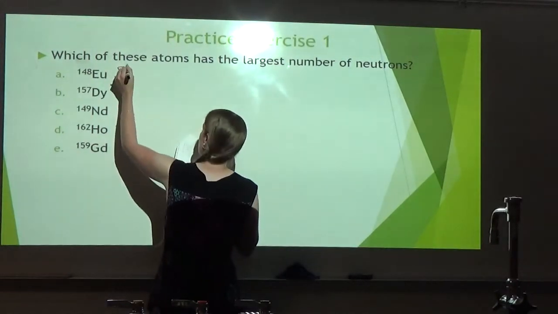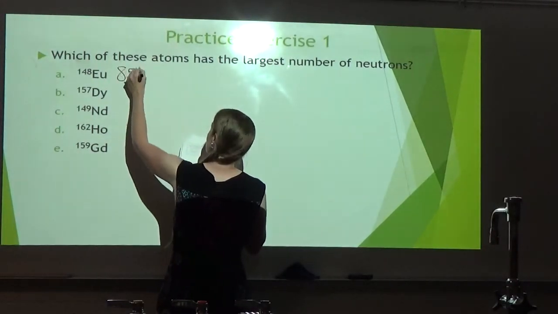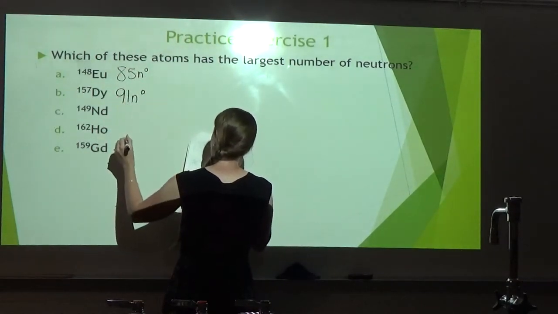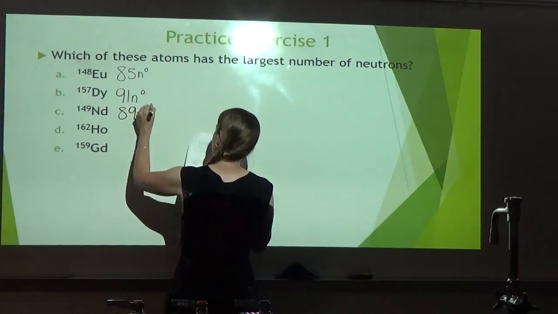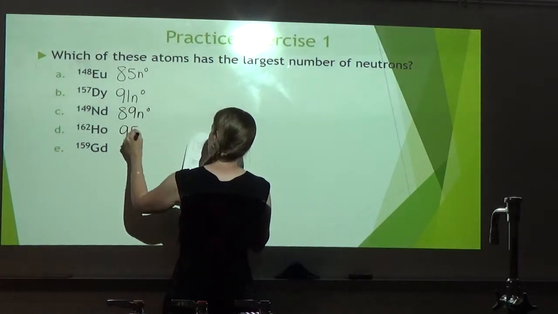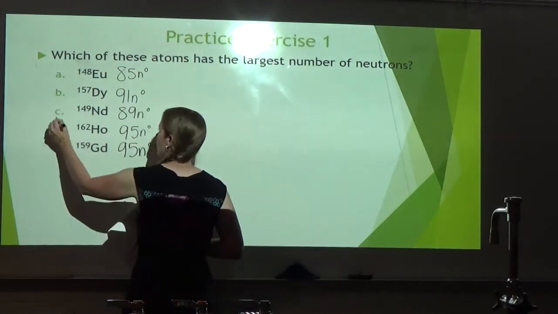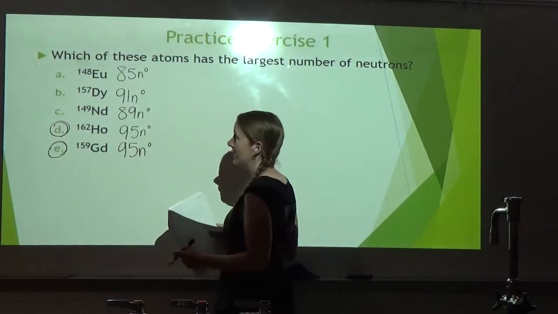So for this one, I got 85 neutrons. For this one, I got 91. For this one, I got 89. For this one, I got 95. And for this one, I got 95. So see, that was the problem I had, was I had two with the highest amount.